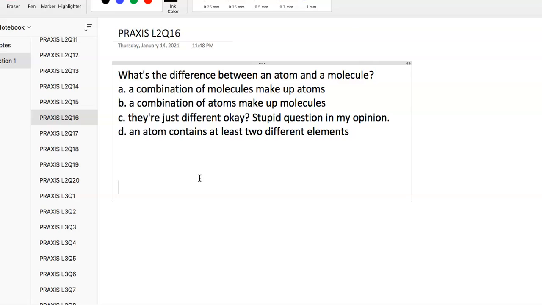Okay, difference between an atom and a molecule. We just want to know that a combination of atoms make up molecules.